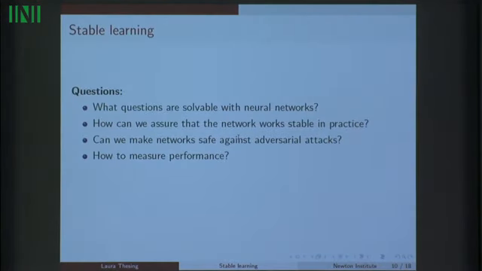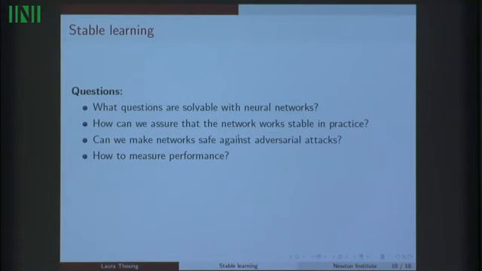Okay, so the questions we're interested in are: which questions are actually solvable with neural networks? As I said, we really should be considering our labeling function f. How can we make sure in practice that our algorithm gives us something that is stable? And related to that, can we make them really stable against adversarial attacks, especially against any kind of adversarial attacks? That's an even larger question. And how do we actually want to measure performance?